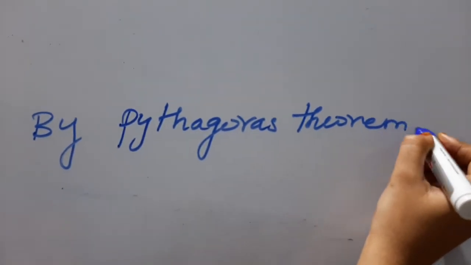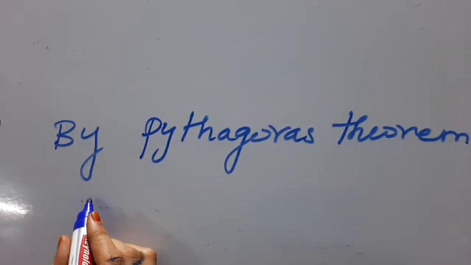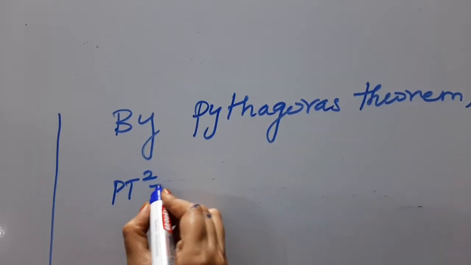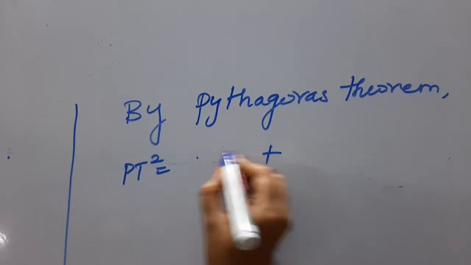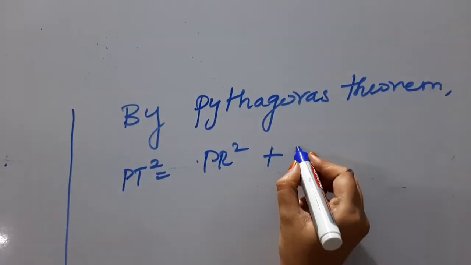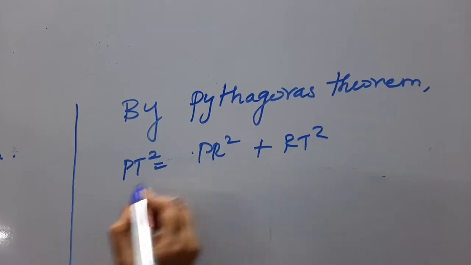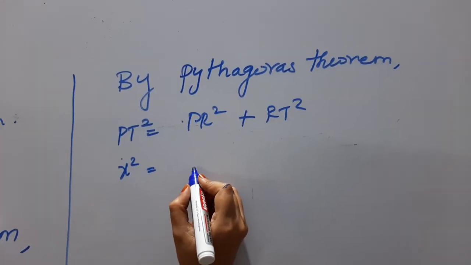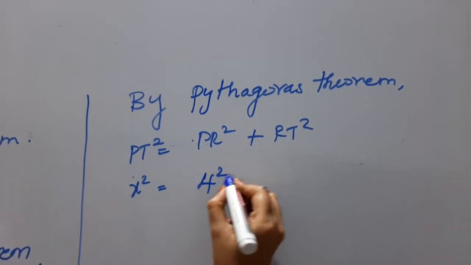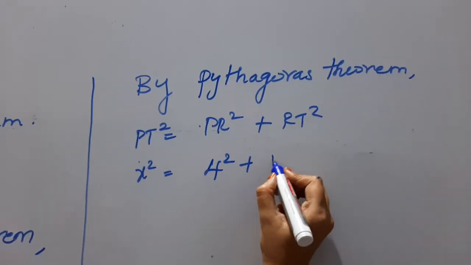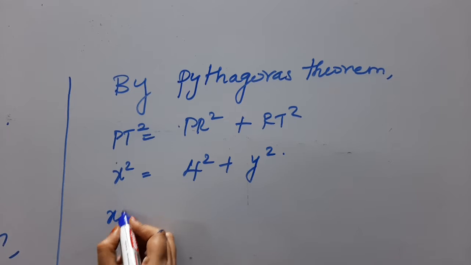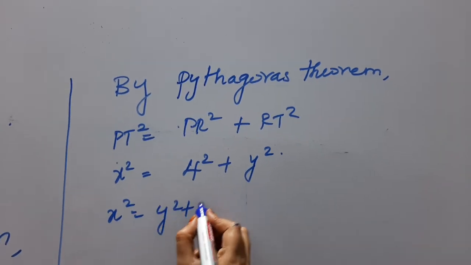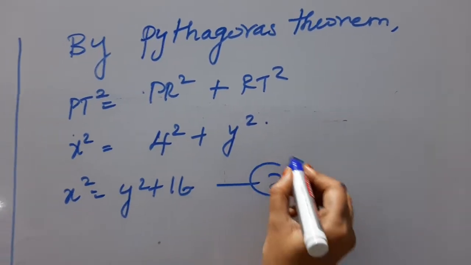Applying Pythagoras theorem for the second triangle also, we'll get the hypotenuse square is equal to sum of the squares of the height and the base. PT square is a variable x square. PR square is 4 and RT square is also a variable y square. So x square we are getting as y square plus 16. Mark this as your second equation.